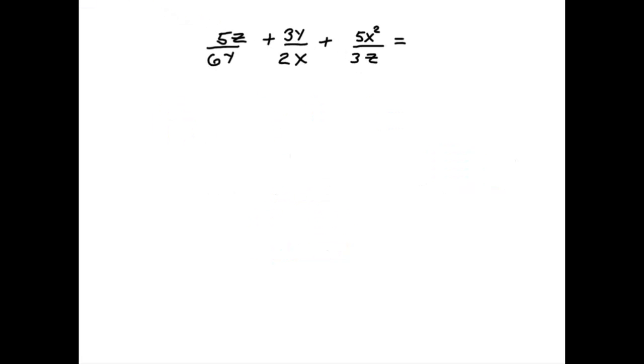Alright, let's go to another one. This one's a little bit more complex. In this example, we have 5z over 6y plus 3y over 2x plus 5x squared over 3z. Alright, let's look and see if we can find out what the common denominator is, because that's really going to help us. We have a 6, a y, a 2, an x, and a 3, and a z. So we can tell we can multiply the 2 by 3 to get a 6, and we can multiply the 3 by the 2 to get a 6. So we know 6 is part of the common denominator, and then I got a y, an x, and a z. That's what I want to get each one of these denominators to be.